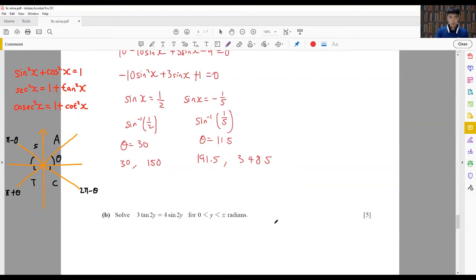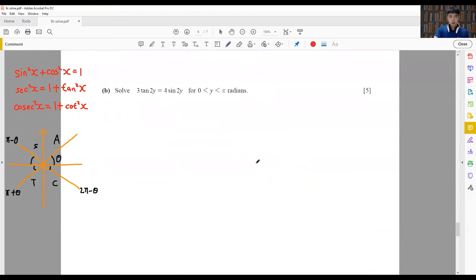First part is the simple one. If we were to look at the next one over here, this is the one that I personally find a bit complicated.